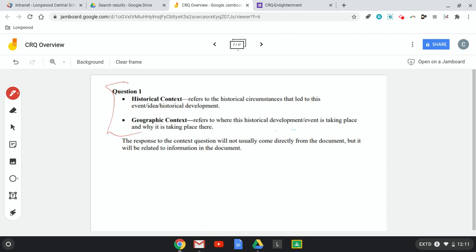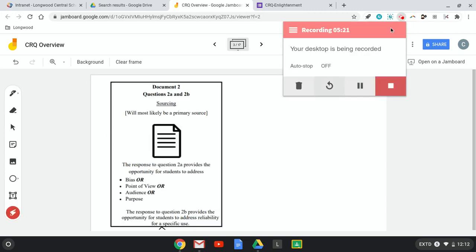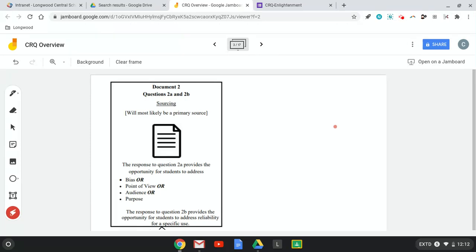The thing that changes is the document itself. Moving on to part 2 of the constructed response questions, right? You're going to have a second document, and the questions are going to be one of these 4. Just like the first question, it's always the same with question 2, but they're going to ask you about one of 4 things. And the 4 things are written right here, okay?